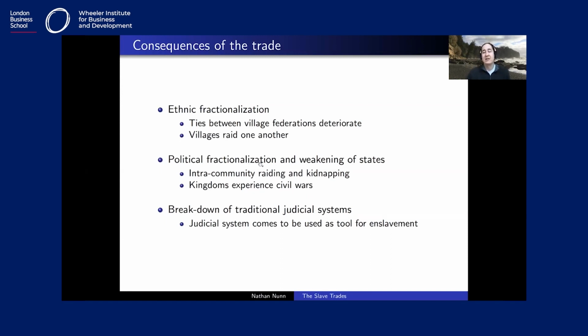Similarly, there was political fractionalization and weakening of pre-existing states, like the Congo Kingdom, which experienced civil wars. There is intra-community raiding and kidnapping, even at the very local, family level, as you saw. And then a breakdown of traditional judicial systems. So pre-existing institutions became corrupted and weakened because of the slave trade.